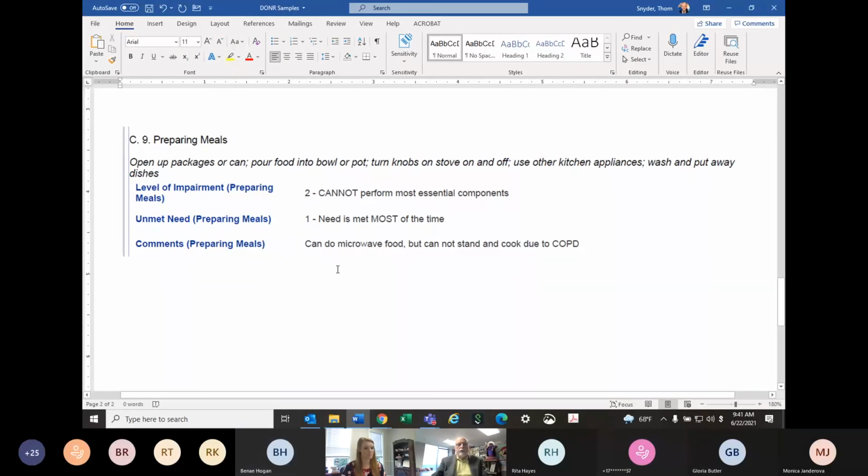So to refresh, the essential components are opening packages or a can, pouring food into a bowl or pot, turning knobs on the stove, using other kitchen appliances, and washing and putting away dishes. The level of impairment here is a 2. The person cannot perform most essential components. The unmet need for care is a 1. The need is met most of the time. The comments say can do microwave food, but cannot stand and cook due to COPD.